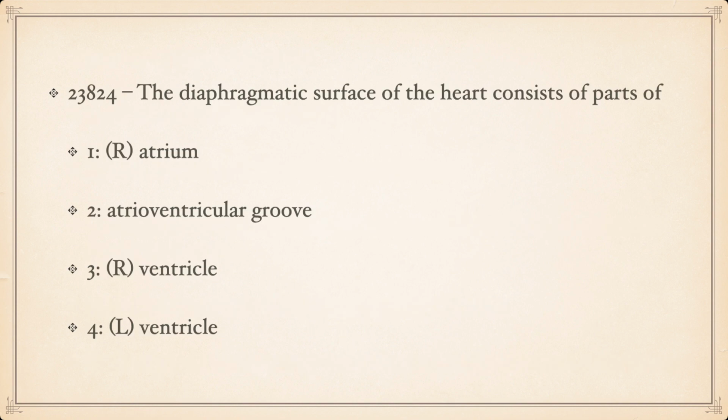Okay, next question. The diaphragmatic surface of the heart consists of parts of the right atrium, atrioventricular groove, right ventricle, and left ventricle. This is a type X true-false question. I'll give you a chance to write down your answer.